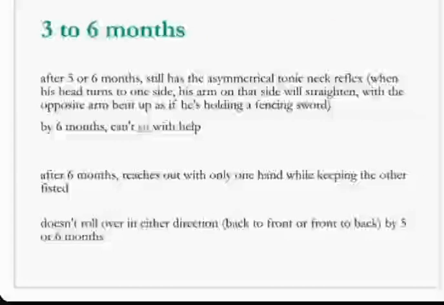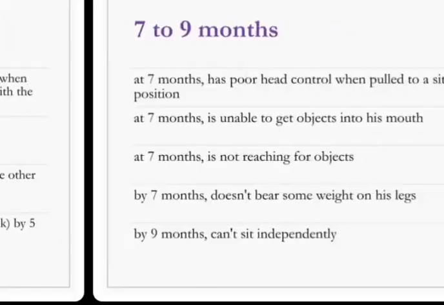After 5 or 6 months, still has an asymmetrical tonic neck reflex: when his head turns to one side, his arm on that side will straighten with the opposite arm bent. They can't sit with help, reach out with only one hand while keeping the other twisted, and don't roll over in either direction.